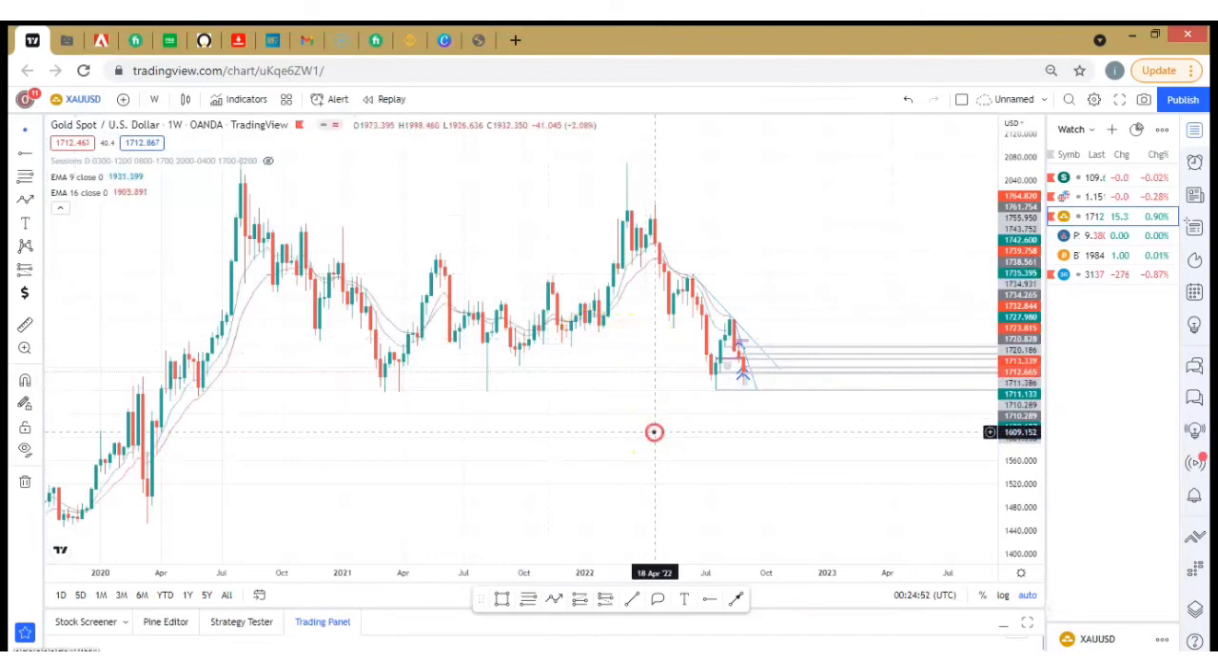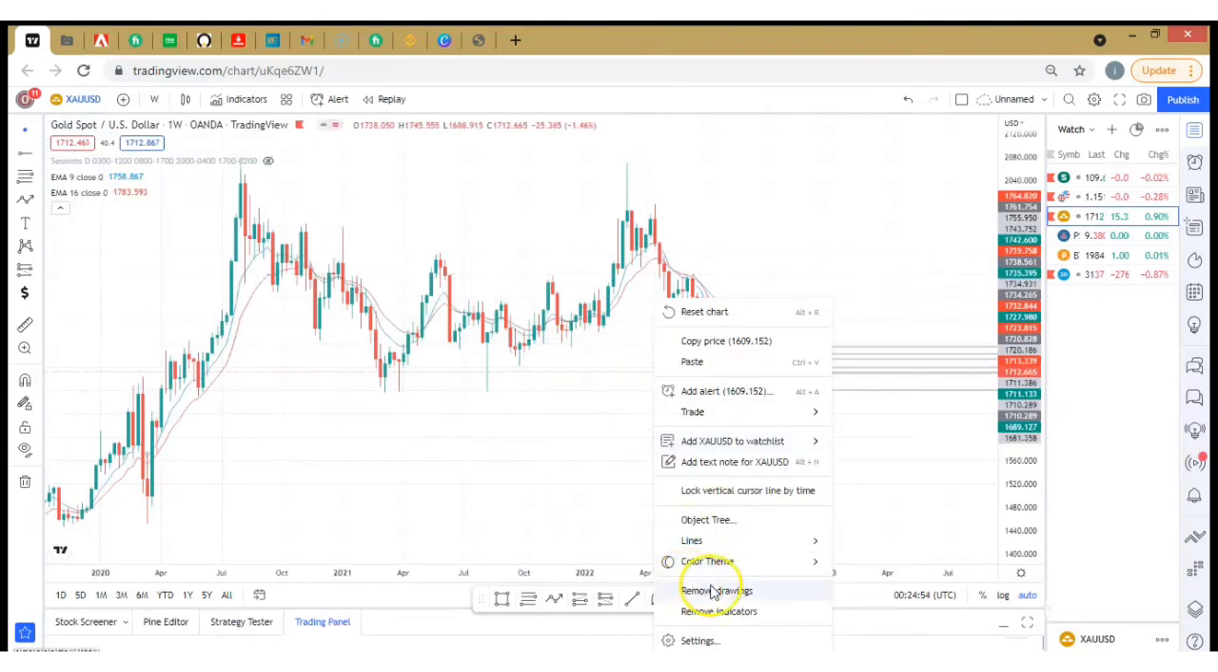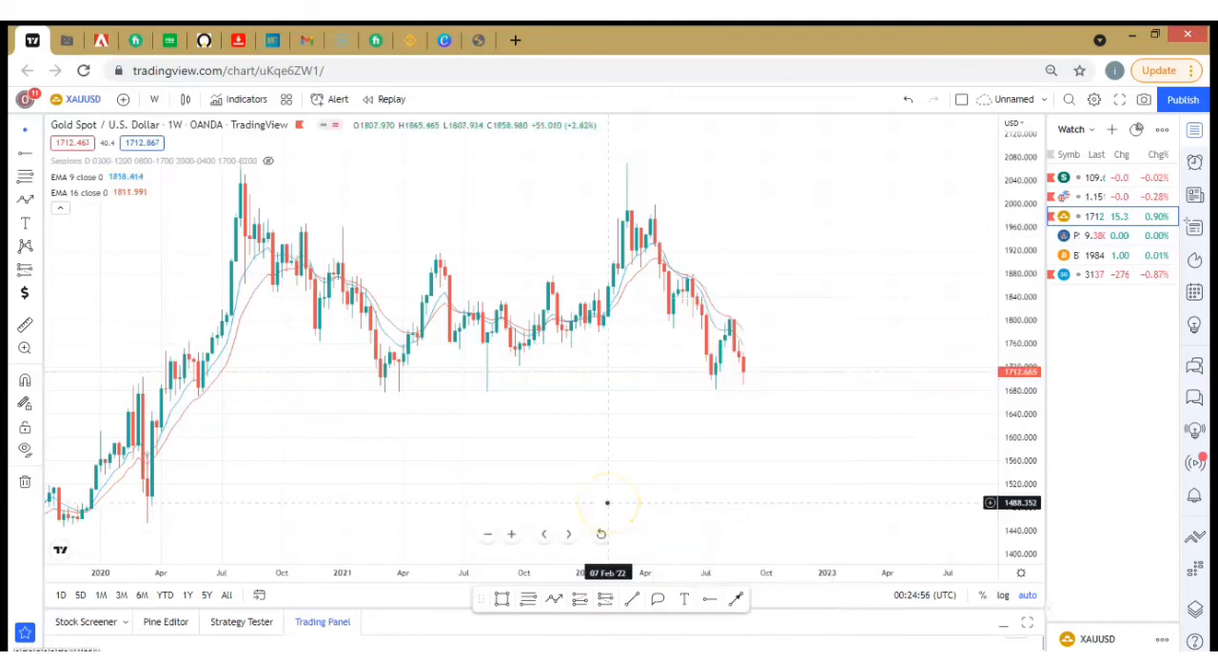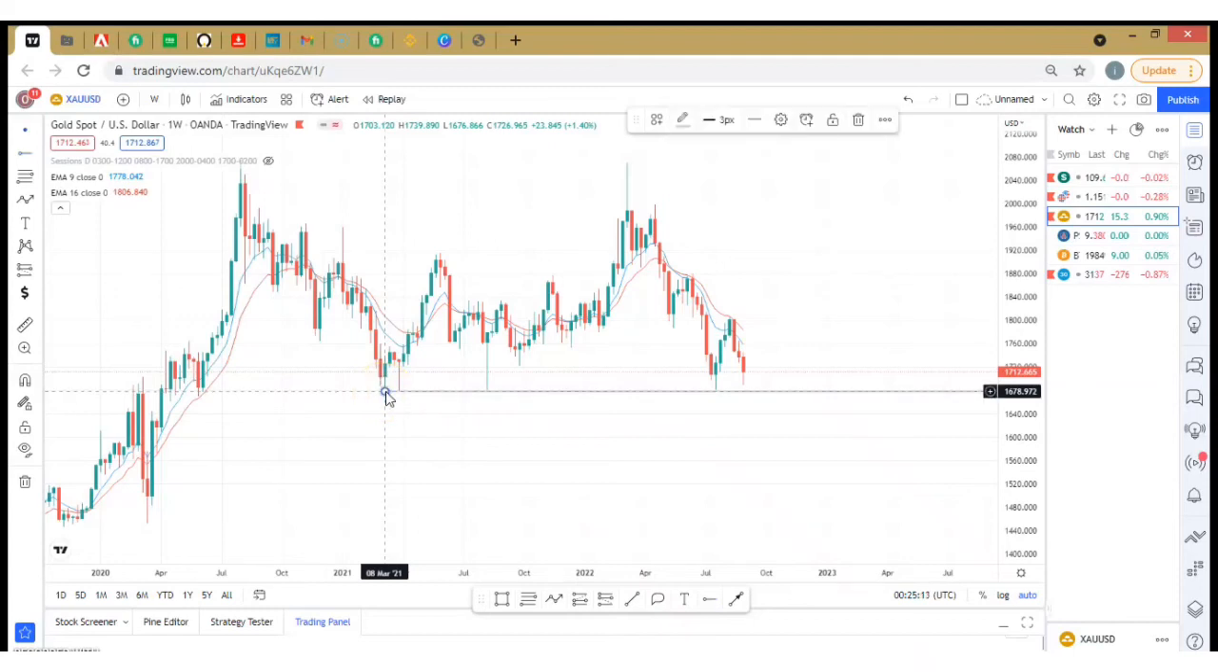And what next? I clear all drawings, everything I drew the previous week. I want to do a fresh analysis. That's what it means. So if you look closely here in the weekly, the market has approached a very major zone in the weekly. If a zone sticks out in the weekly, then it will most likely stick out in the daily and in the 4 hour.